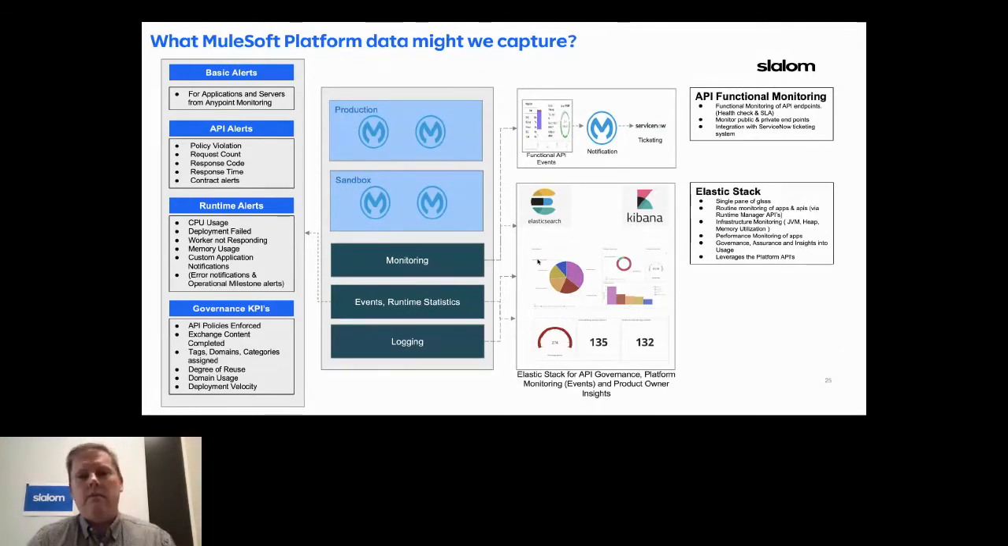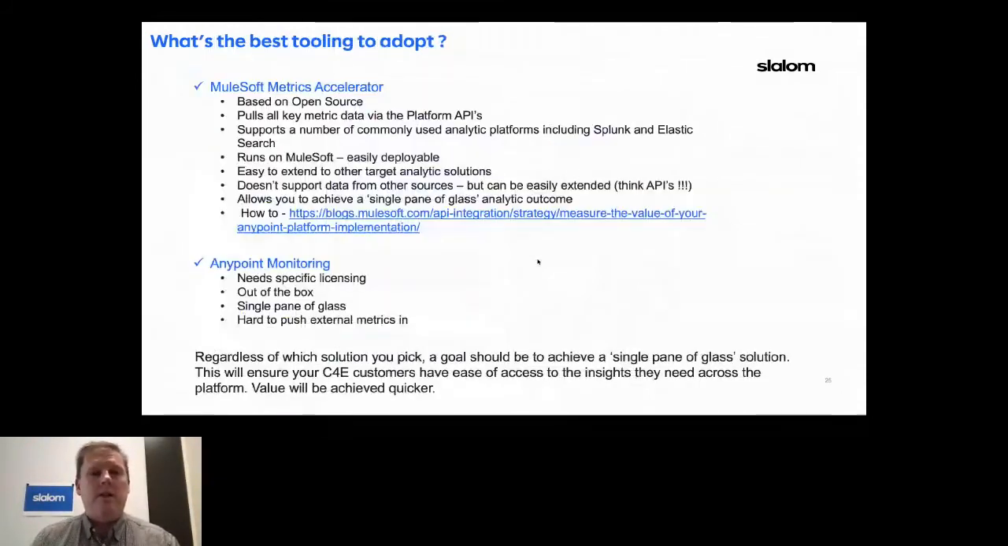And we can surface those into different places, as I mentioned. So in this example, we've got it in Elastic Stack, but you can certainly surface it in other ways. And so there's different tooling options that you can ultimately adopt for this. So I'm not going to take you through how to do that specifically.